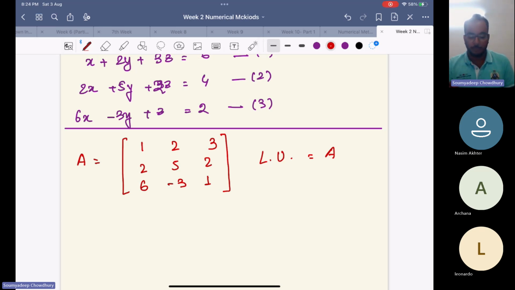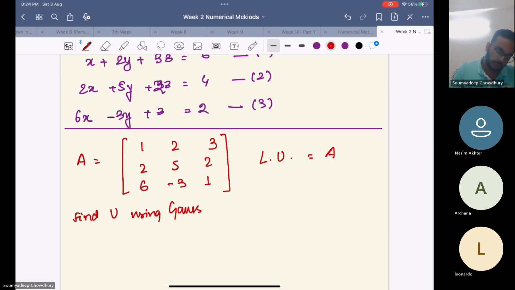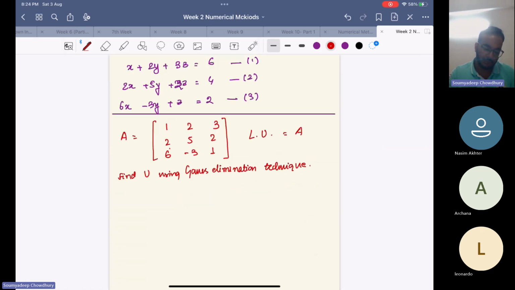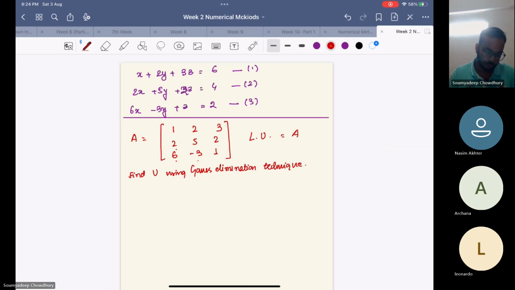Okay. So the process of finding U, that is the upper triangular matrix, is as I described in the Gauss elimination. Find U using the Gauss elimination technique, right? So the same process, you have to make these three elements 0, right?